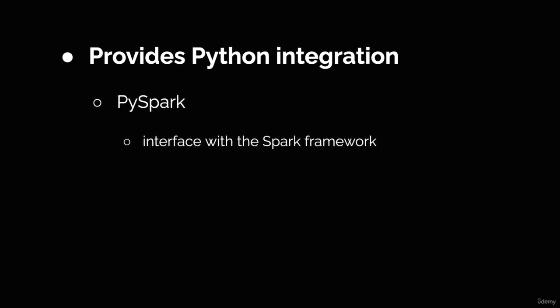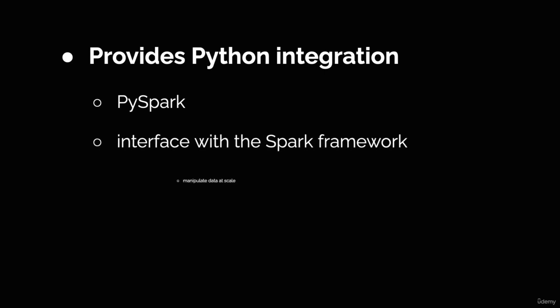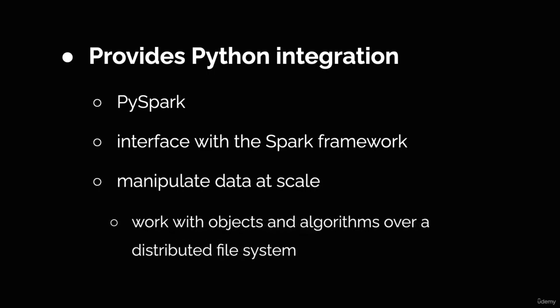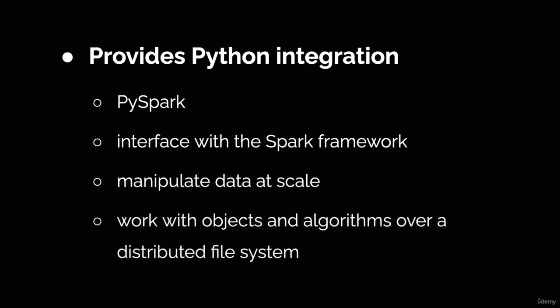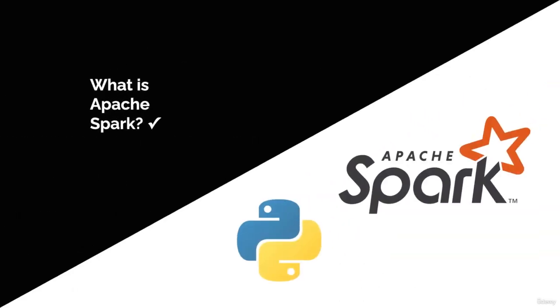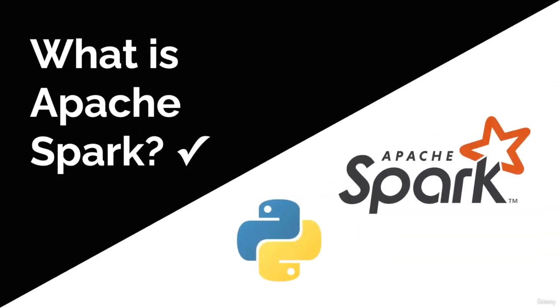This is known as PySpark, and it is an interface. It allows you to interface with the Spark framework. You can manipulate data at scale and work with objects and algorithms over a distributed file system. We're going to learn how we can work with a spreadsheet in this course, how we can get data and then turn it into a data frame with PySpark, Python, and Apache Spark. Then we're going to learn more about how we can work with the data frame and query it as well as manipulate it. And that is Apache Spark.